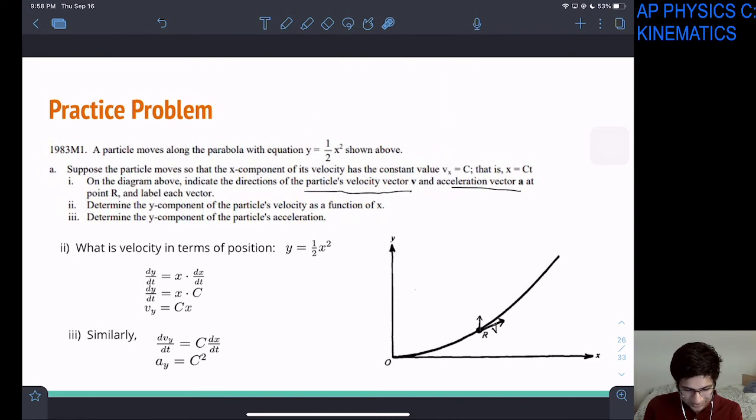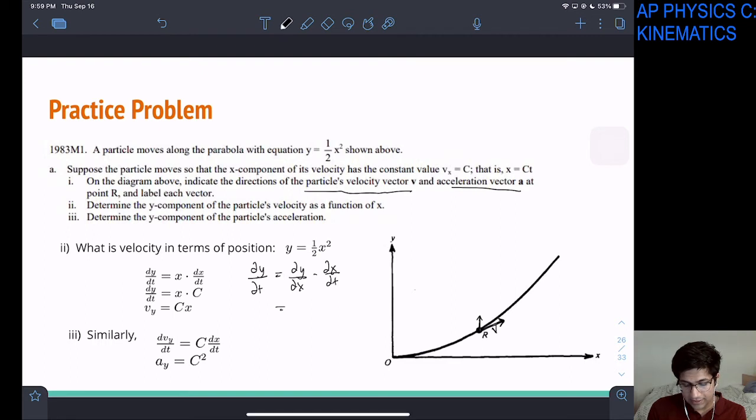Part 2. What is the y component of the particle's velocity? Well, we know this is the equation of motion. We know that this is the actual curve that we're traveling on. So we know that the change in y, dy/dt, is going to be equal to x times dx/dt. How do we get that? Well, it's just the chain rule from calculus. dy/dt equals, we can write this as dy/dx times dx/dt.